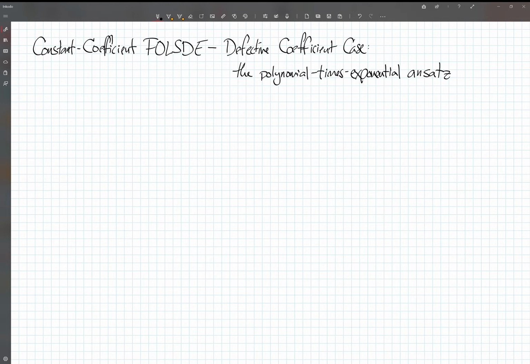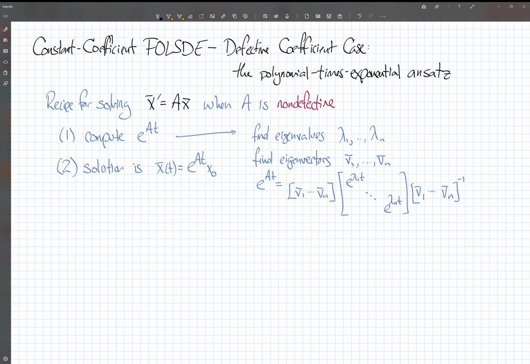Before we get into how to solve the defective case, let's remind ourselves how to solve the non-defective case. There are two approaches. One approach is to use the matrix exponential, compute e to the At. To do that, you have to find the eigenvalues and eigenvectors. That really just helps you diagonalize. The matrix exponential is easy to compute, and your solution is just that matrix exponential times any initial value you want.